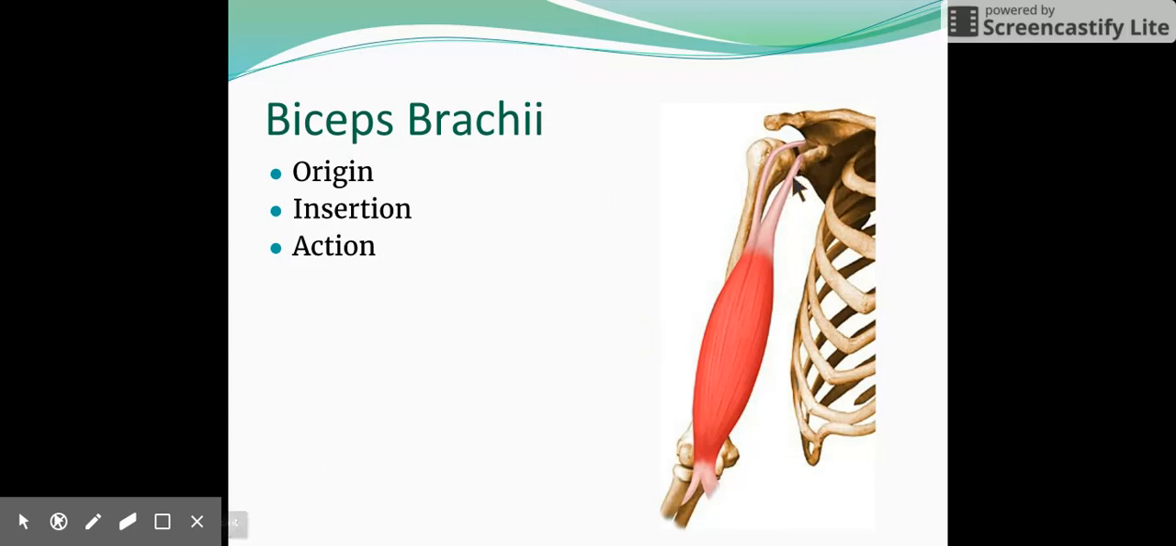Then we have our insertion point on the radial tuberosity. So that's down here. That's a really big insertion point. And the action is to flex the forearm. So to raise that lower arm towards the upper arm, to flex the forearm.